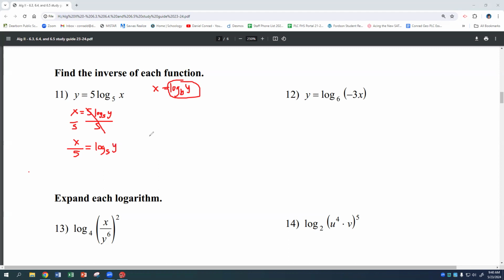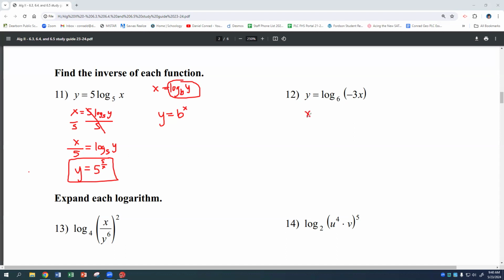Okay, now I can change this to exponential form. y equals b to the x. So I'm going to get y equals, the base is 5, and then the power is x divided by 5. The exponent is x divided by 5. And there we go. Next one.